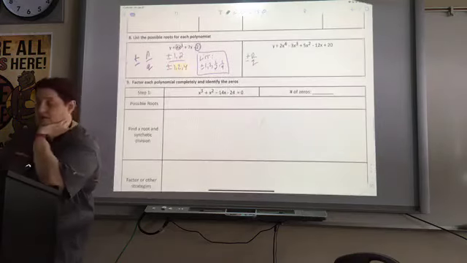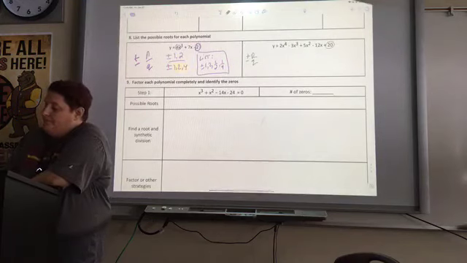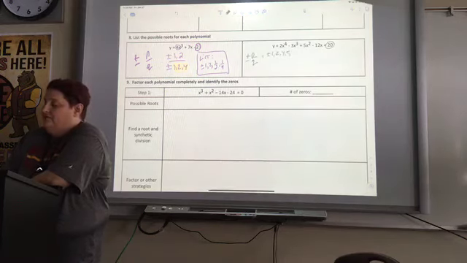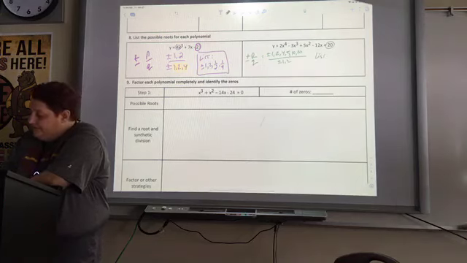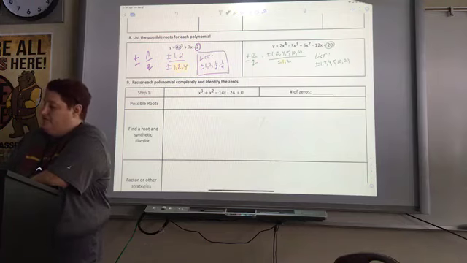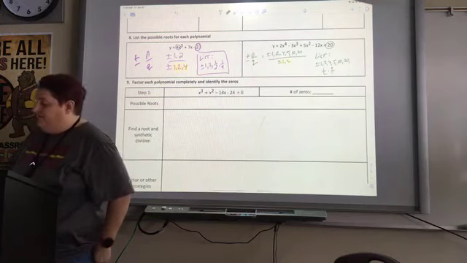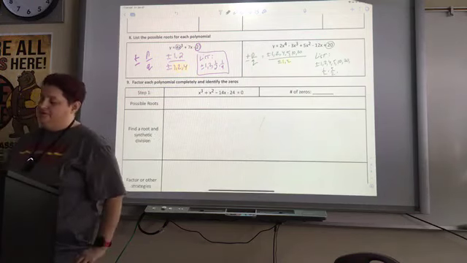Okay, for the next one, the factors of 20 are 1, 2, 4, 5, 10, and 20. And the factors of 2 are 1 and 2. So here's my list. Divide everything by 1: 1, 2, 4, 5, 10, 20. Then 1 over 2. 2 over 2 is already done. 4 over 2 is already there. 5 over 2. 10 over 2 is already there. 20 over 2 is already there.